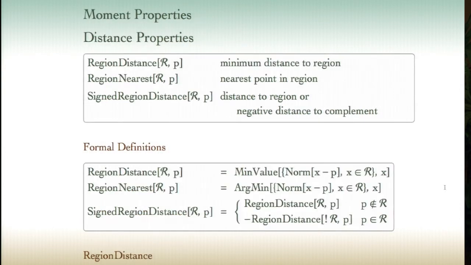Distance properties. Okay, RegionDistance is just the minimum distance from a point to a region. Nearest is the nearest point. So this is like min value and arg min. Signed region distance is incredibly useful when you do numerical computations. If you have a point that's outside the region, it's the distance. If you're inside the region, it's the distance to the complement of the region, but with a negative sign. So that means you get a sign change for region distance, which makes it very useful for numerics.